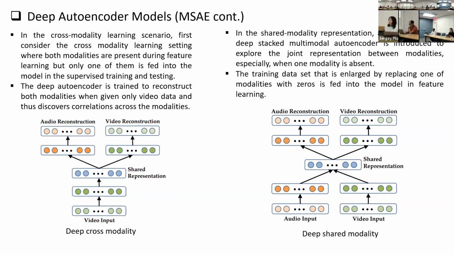In the cross-modality learning scenario, first consider the cross-modality learning settings where both modalities are present during feature learning, but only one of them is fed into the model in supervised learning and testing. Then the deep autoencoder is trained to reconstruct both modalities, where given only video data, it can discover correlation across the modalities. But in this approach, the problem is that since they use only one modality in the supervised training and testing, it does not capture complete cross-modality information.